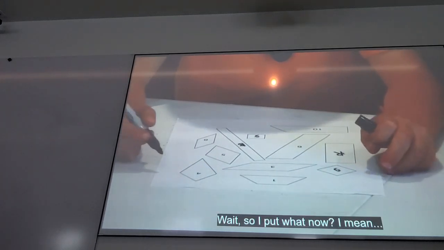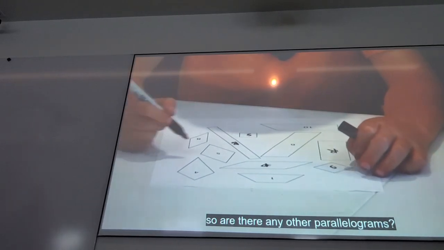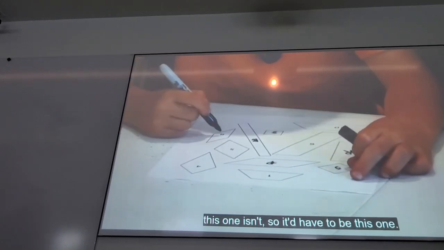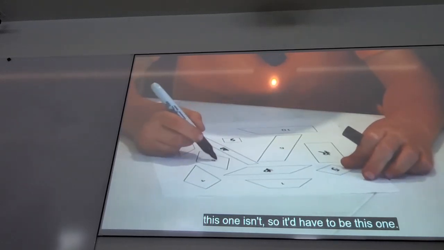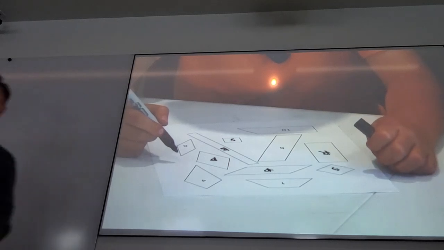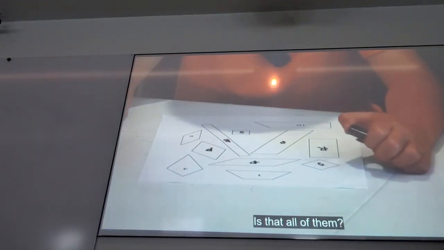Wait, so I put button on. Okay. So are there any other parallelograms? Oh, this one is. Oh, no. And this one isn't, so it'd have to be this one. Are there any others? Yeah. Is that all of them?